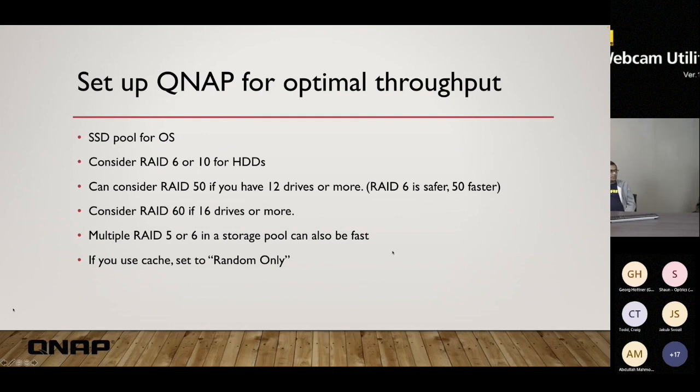RAID 6 will help with that as well. And again, as I mentioned, for larger units, RAID 60 is recommended, because it gives you better redundancy, right? You have multiple redundancies with RAID 60. Multiple RAID 5s or RAID 6 in a storage pool can also be faster. So creating multiple RAID 5s in a single storage pool can also help with performance as well.